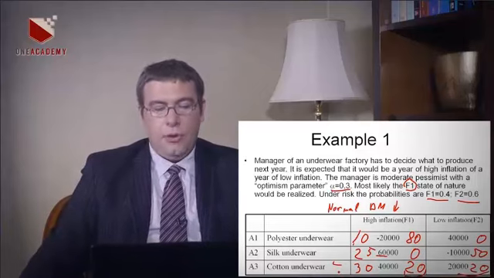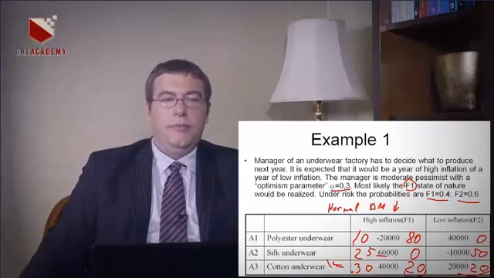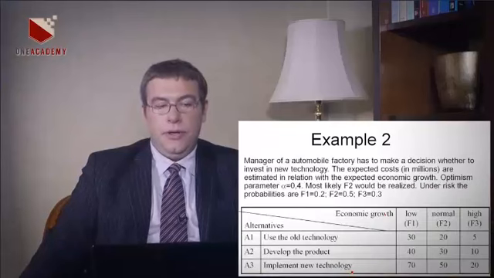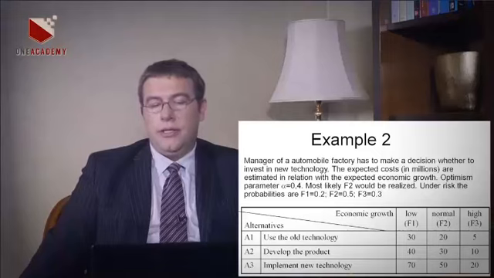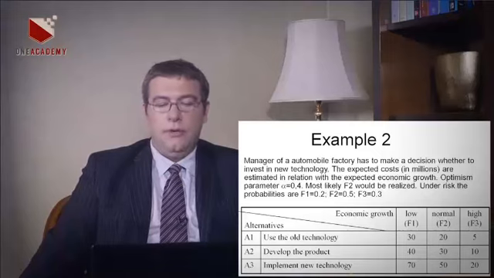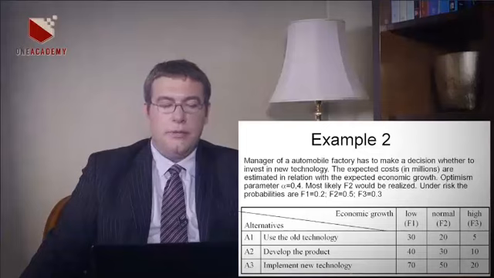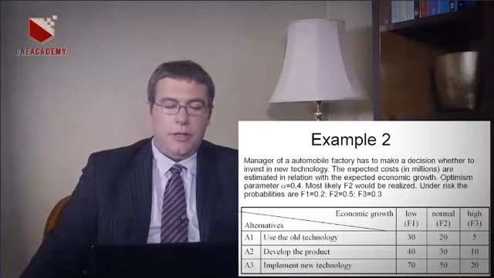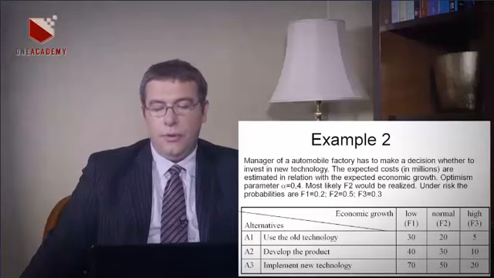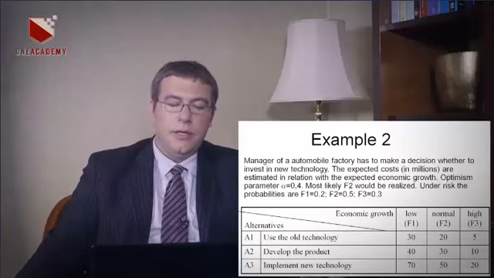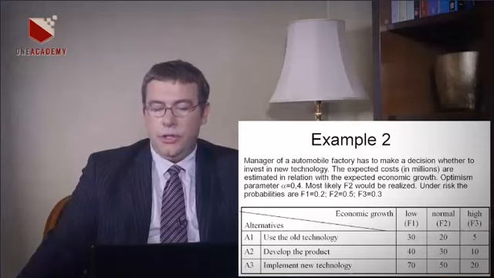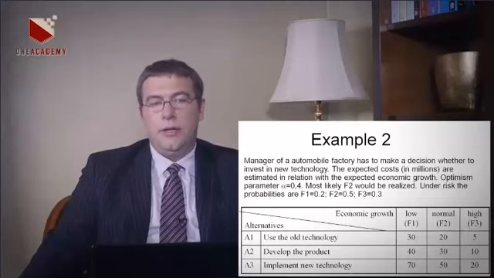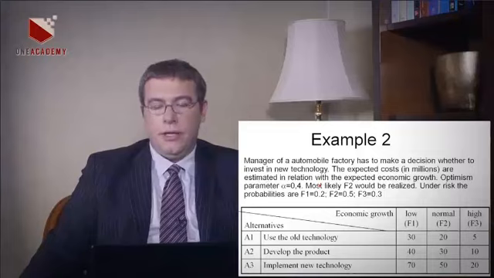Okay, the next example I'm going to give you, just to have an exercise, is somewhat different. It's a manager of an automobile factory who has to make a decision whether to invest in new technology. The expected costs in millions are estimated in relation with the expected economic growth. The optimism parameter is 0.4, most likely F2 will be realized, and the risk probabilities are 0.2, 0.5, and 0.3. Take some time and try to solve this problem. Pause the video right now.